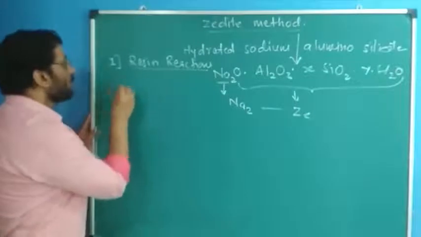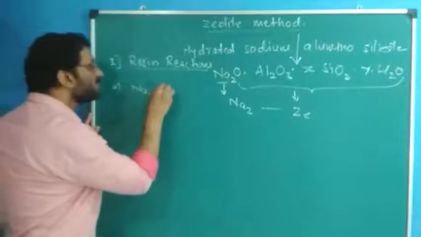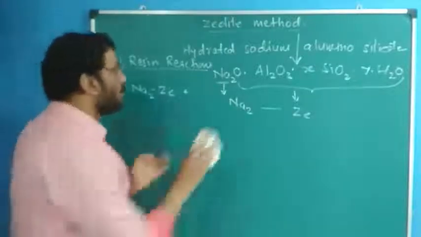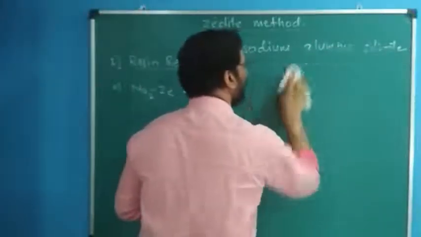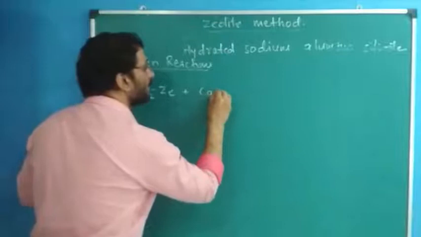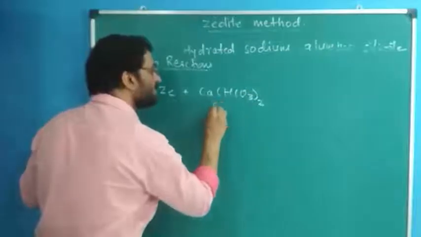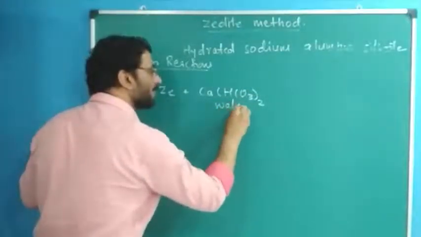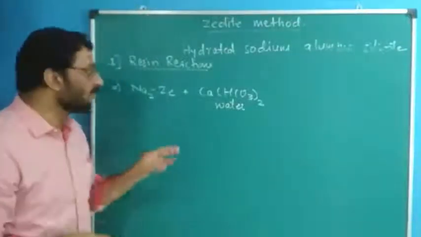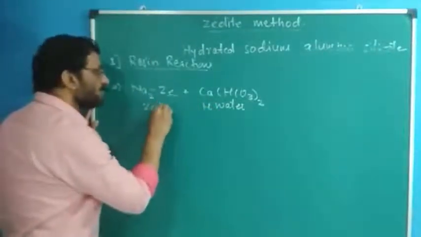So what is the structure of my zeolite? It is Na2Zd. This is the structure of my zeolite. Over the bed of this zeolite, now we are passing hard water, suppose containing calcium bicarbonate in a soluble form. This calcium bicarbonate or any other salt is present in a dissolved form in the hard water. This is hard water. And this is the structure of zeolite.